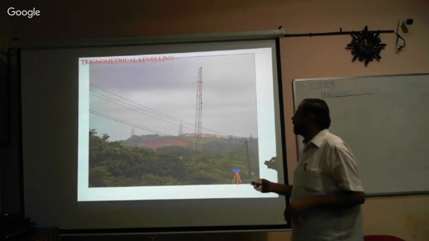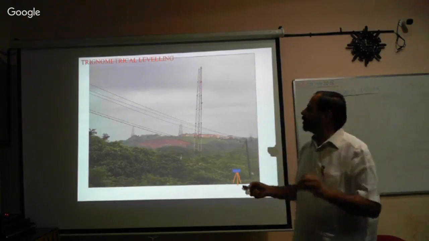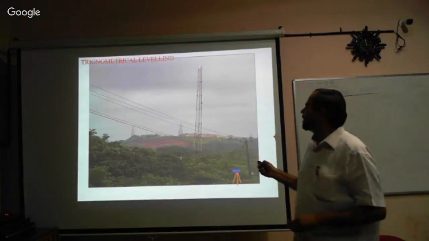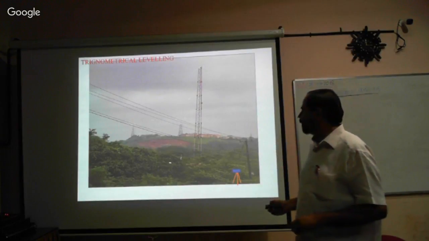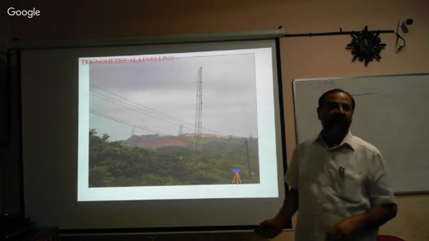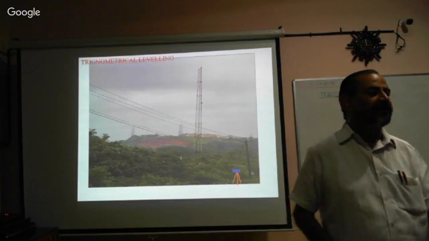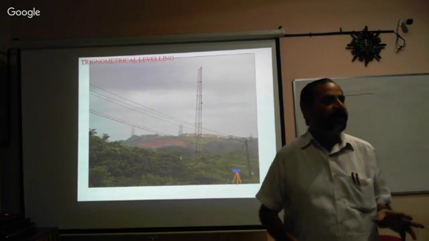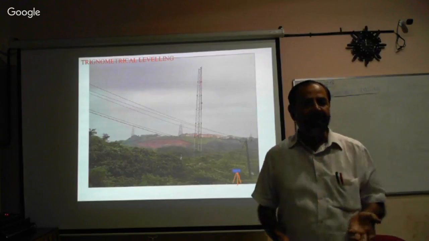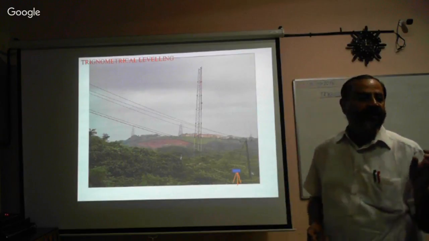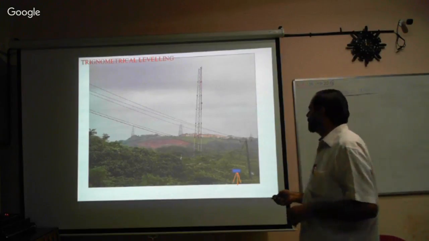Now to do this job, that is to calculate the elevation of these objects, and also to calculate the distances, isn't it? There are many ways, many methods depending upon the circumstances. The circumstances may be different, isn't it? According to the circumstances, we'll apply the method. Now let us see what are those methods and how to do this.